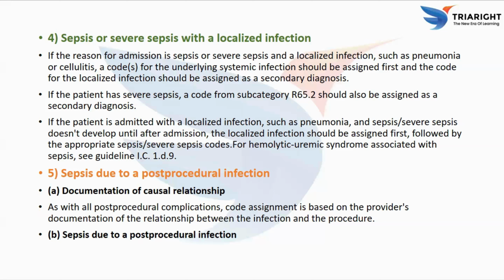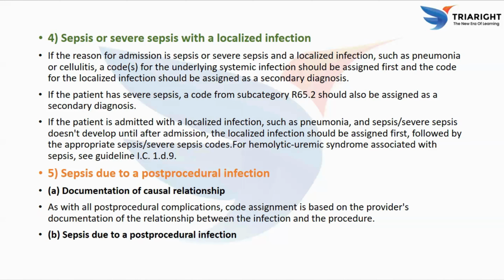The next rule is if the patient is admitted for a localized infection and sepsis develops after admission. What is the coding rule? The localized infection is coded first, for example J18.9 for pneumonia. Then you code the appropriate sepsis or severe sepsis codes, for example A41.9 for sepsis and R65.2 for severe sepsis, along with organ dysfunction if present. Why? Because the localized infection was the reason for admission, but not the sepsis.